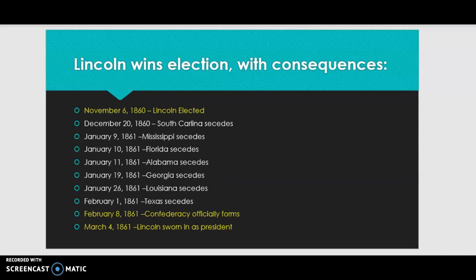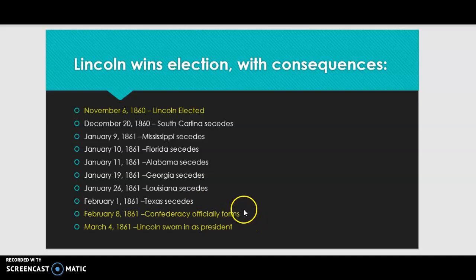Okay, so Abraham Lincoln won the election November 6th, 1860, and it had some consequences. As you can see, a month later, essentially, December 20th, 1860, South Carolina seceded, or left the Union, left the United States, which was kind of a domino effect. About a month later, Mississippi seceded. A day after that, Florida seceded. A day after that, Alabama seceded. And then about a week later, Georgia also left the Union. Another week later, Louisiana, and in February, Texas.